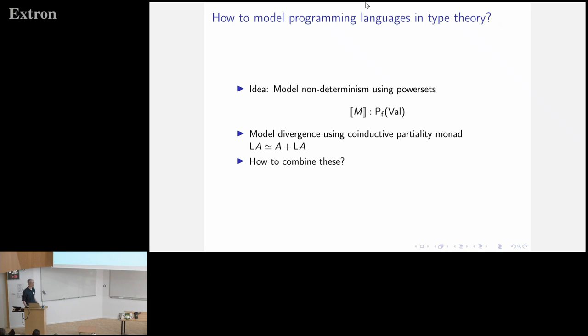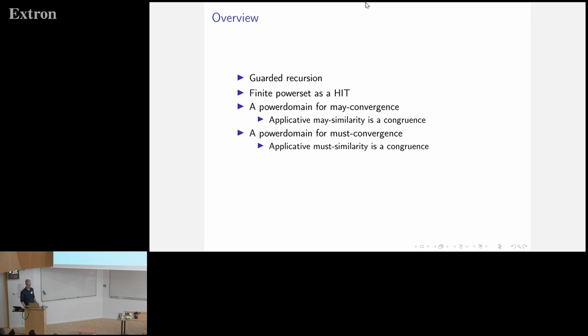And I'll show you two different constructions that I call guarded recursive power domains for reasoning about this combination, one for may and one for must. So here's the overview of this brief talk. I'll start by recalling guarded recursion, the very basics of it, and the finite power set as a higher inductive type. And then I'll show you these two guarded power domains, the one for may convergence first, and then the one for must convergence. For each of these, I'll show an application to reason about may similarity and must similarity. So we'll prove that applicative may and must similarity are congruences, and we do this in type theory. These are classical results, but this way they can be done in type theory.